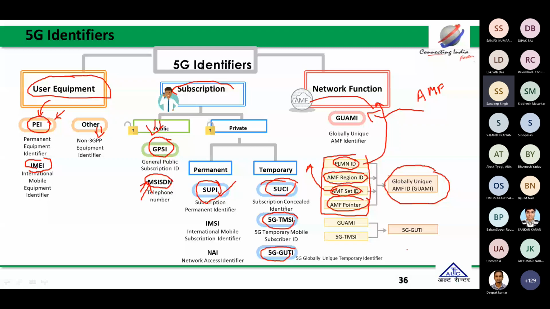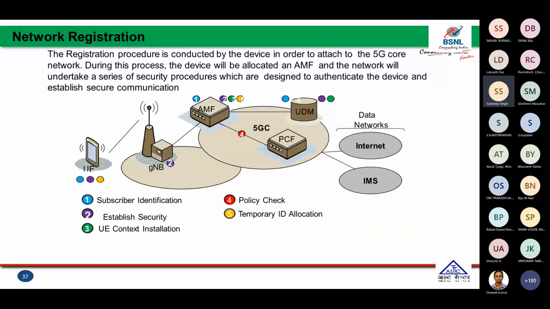Now, just like the attach procedure in the 4G network, which is one of the mobility management procedures of 4G, here in 5G that is known as the registration procedure. It is how the UE registers in the 5G core network. Registration always happens in the AMF only.